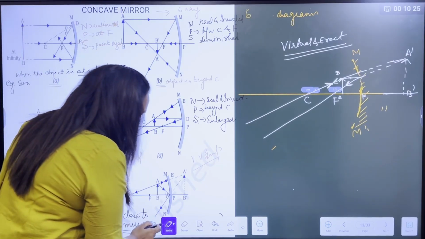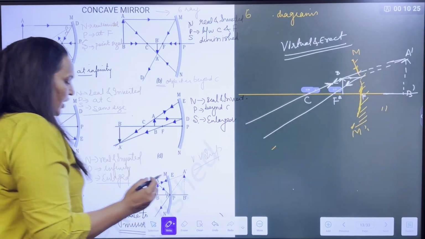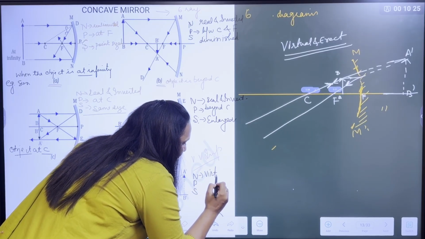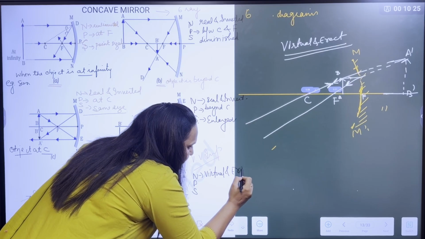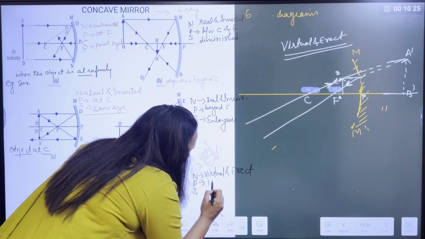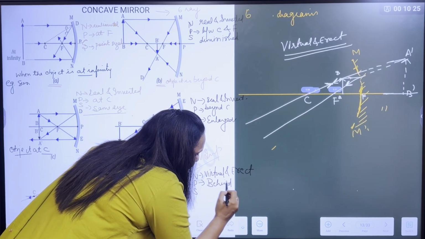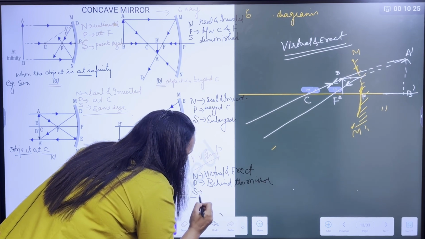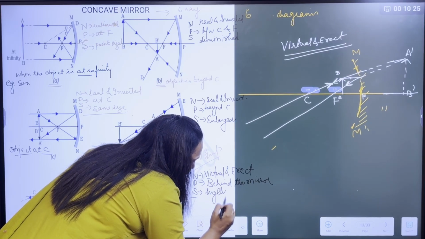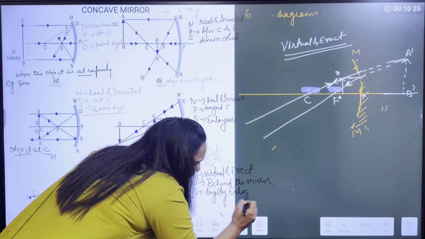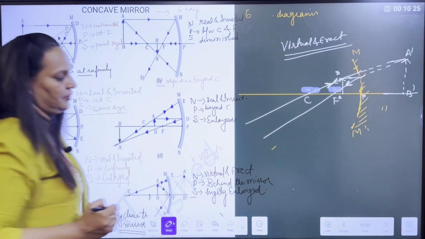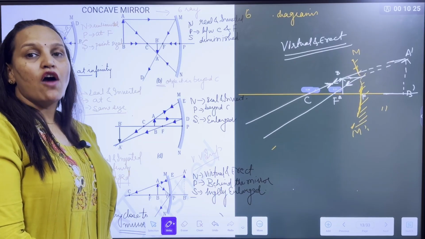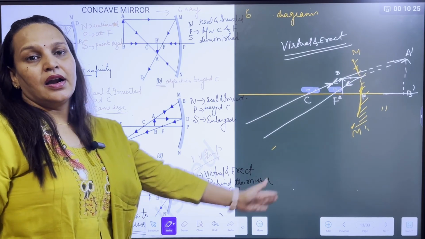So what are the characteristics of the image? Nature, position, size: virtual and erect, position behind the mirror, size highly enlarged. Clear? So these were the 6 ray diagrams of concave mirror, right?